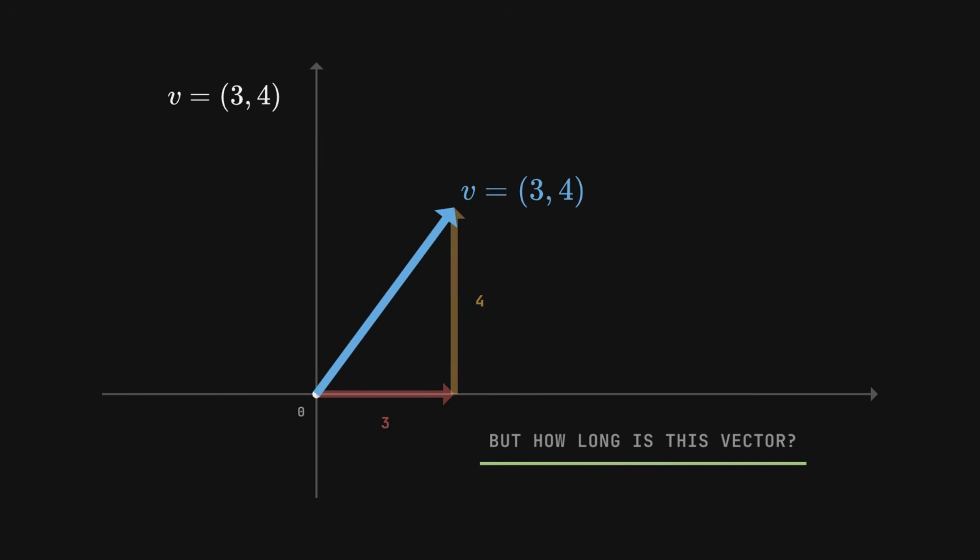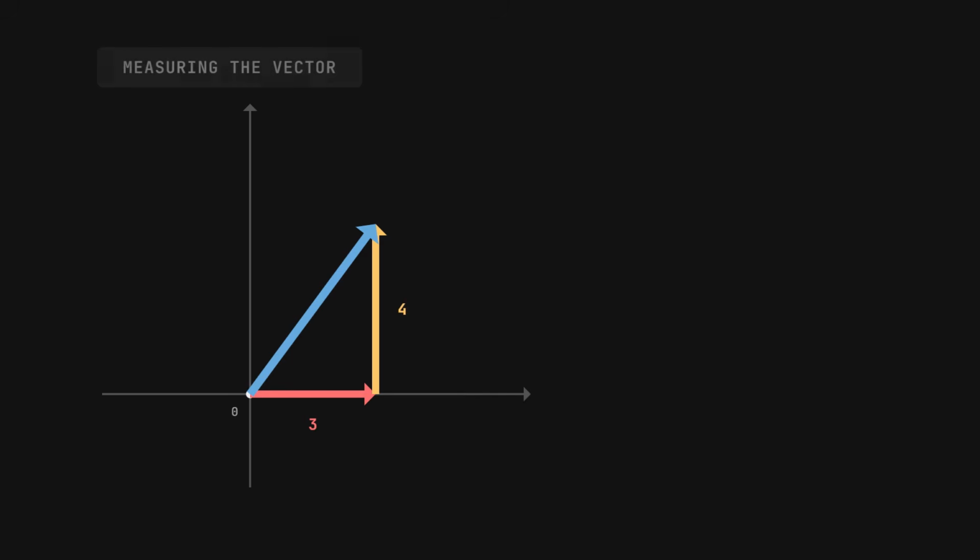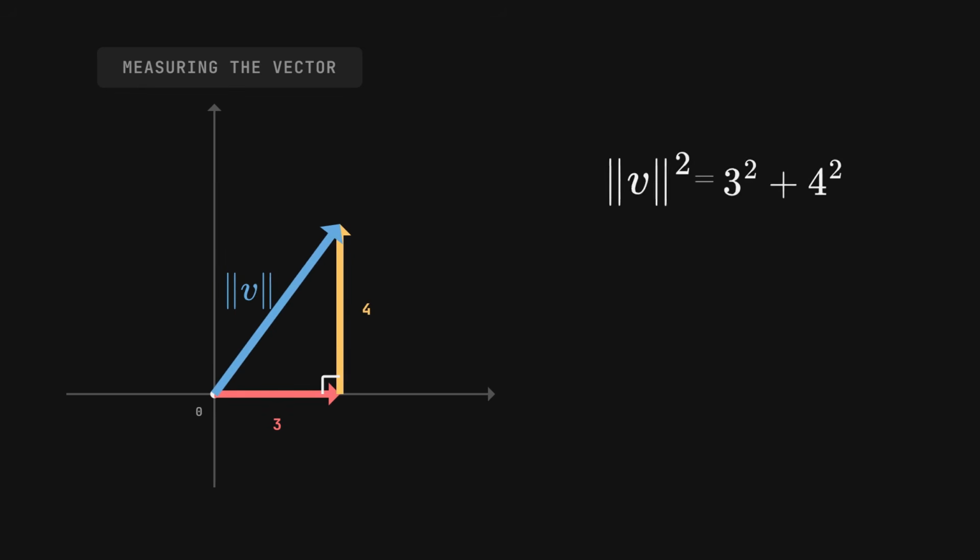But how long is this vector? To find the length of this vector, notice that its components form a right triangle. The horizontal side has length 3, the vertical side has length 4, and the vector itself is the hypotenuse. By the Pythagorean theorem, the square of the vector's length is the sum of the squares of its components. So we get 3 squared plus 4 squared.